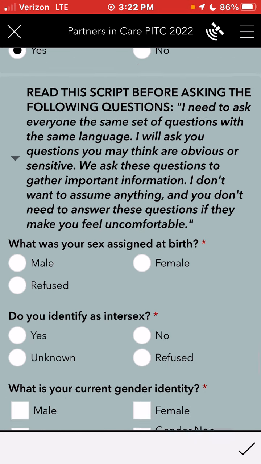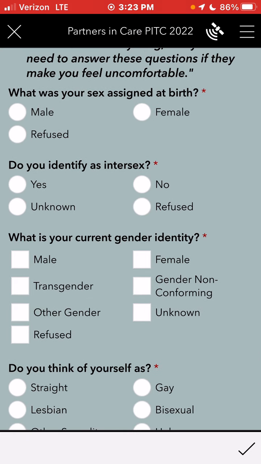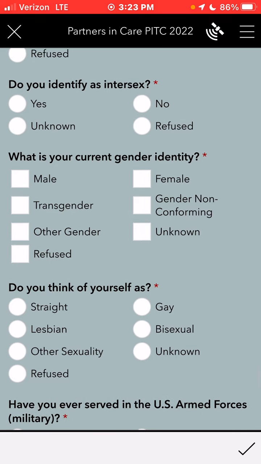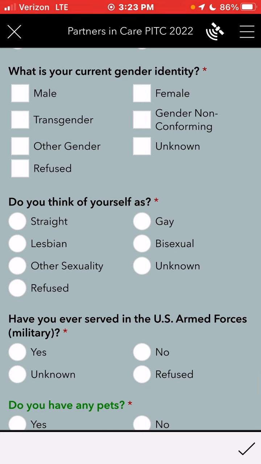Yes. The next script, I need to ask everyone the same set of questions with the same language. I will ask you questions you may think are obvious or sensitive. We ask these questions to gather important information. I don't want to assume anything, and you don't need to answer these questions if they make you feel uncomfortable. What was your sex assigned at birth? Do you identify as intersex? What is your current gender identity? Male, female, transgender, gender nonconforming, other gender, or unknown or refused?